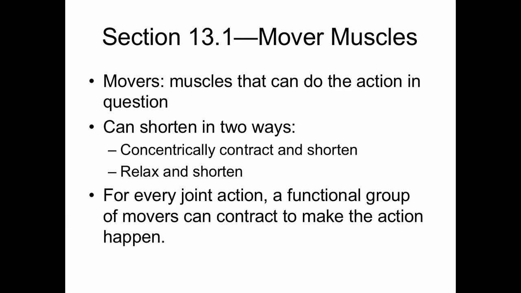Just because a group of movers exists doesn't mean that every muscle of that group necessarily contracts every time the action in question occurs. One or a few muscles can contract to create the action in question. Movers are muscles that can do the action in question. They can shorten in two ways: concentrically, where they contract and shorten, or they can relax and shorten. For every joint action, a functional group of movers can contract to make the action happen.